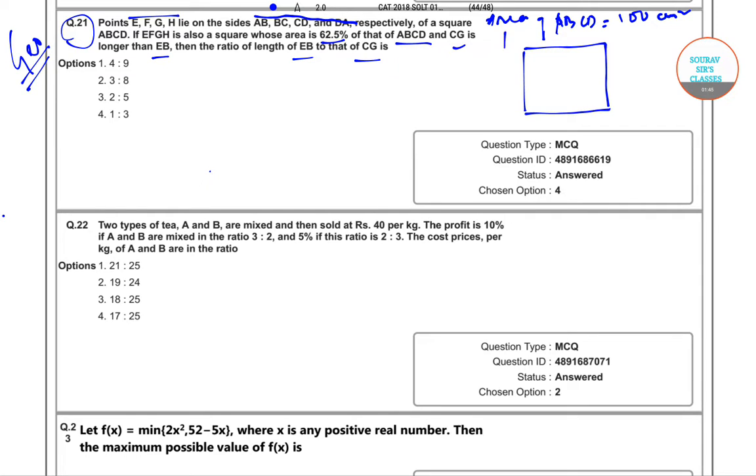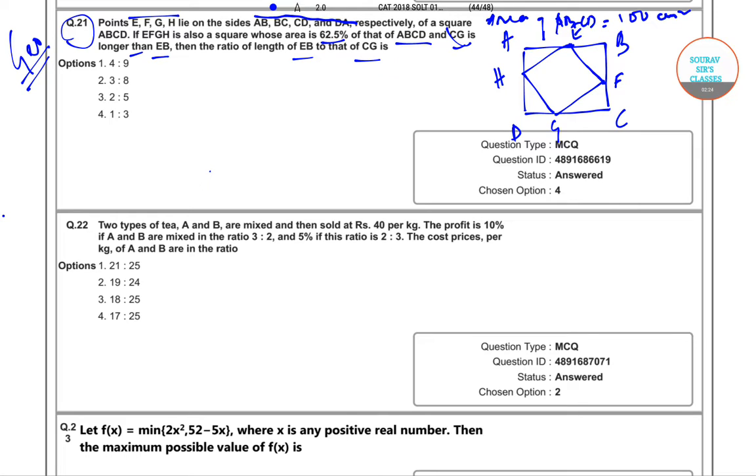So we have a structure somewhat like this, where we have A, B, C and D. Now we have points E, F, G, H. Now it is CG that is longer than EB. So that implies that E will be somewhere over here. So the structure is somewhat like this. We have a square EFGH, so this is E, this is F, this is G and this is H.